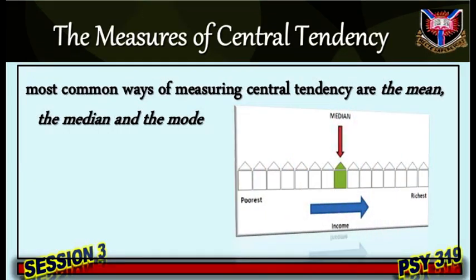The most common ways of measuring central tendency are the mean, the median, and the mode. Each of these measures is reviewed in this study section with comprehensive examples. All these measures of central tendency have different characteristics and their computation differ.